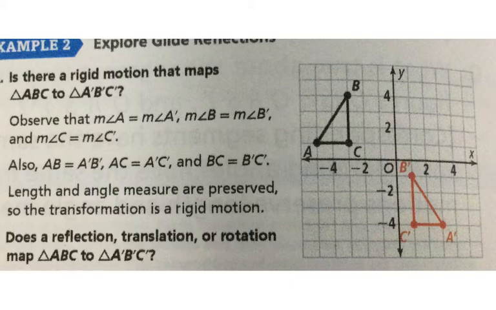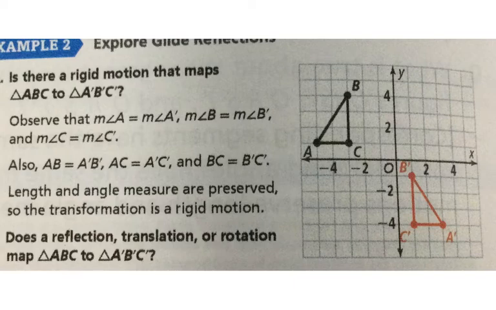1, 2, 3, 1, 2, 3. That means that gives me B prime here. 1, 2, 3, 1, 2, 3. C prime would be here. And 1, 2, 3, 4, 5. That gives me A prime here.